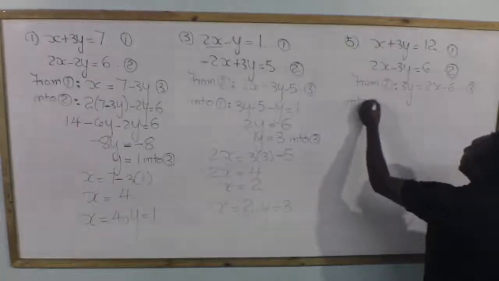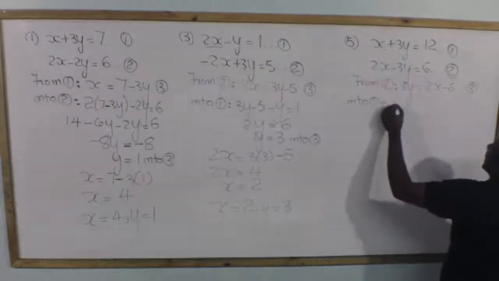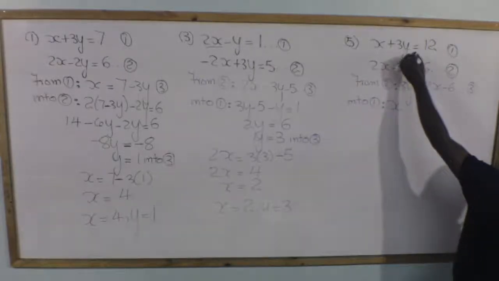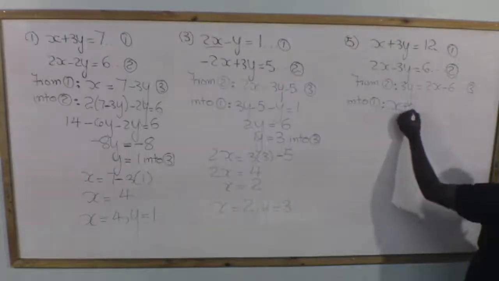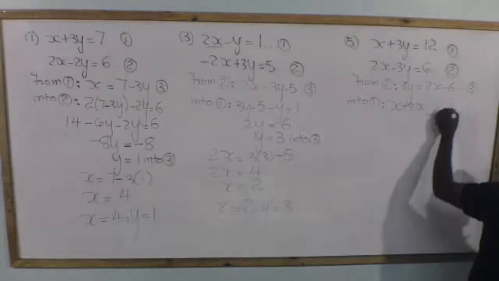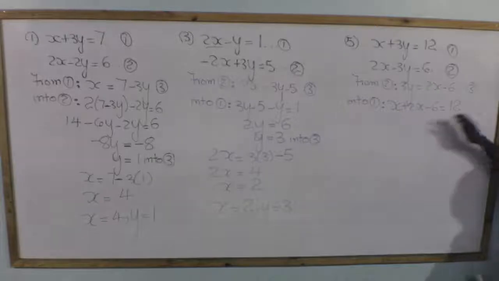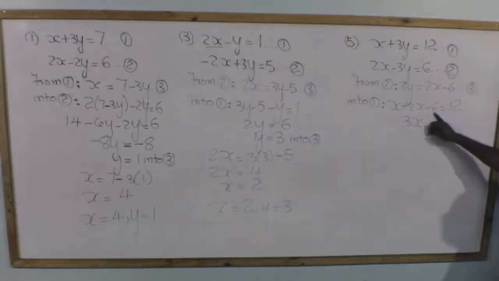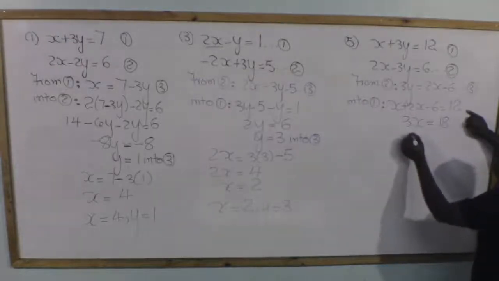And we're going to put that into equation 1. The first thing that we have in equation 1 is x. Next thing we have is 3y. 3y is 2x minus 6. So where we see 3y, we can put 2x minus 6. Plus 2x minus 6, and that is equal to 12. x plus 2x will give you 3x. And then this negative 6 will be eliminated by addition, so added here is equal to 18.